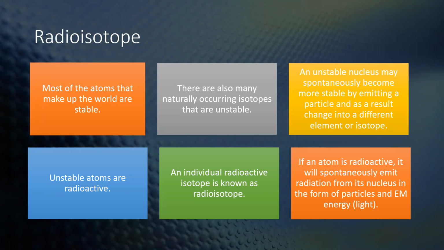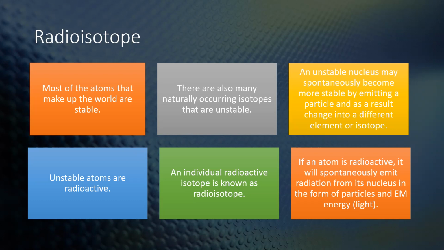Now we come to radioisotopes. Most of the atoms that make up the world are stable, all right? But there are many naturally occurring isotopes that are unstable. What do we mean by an unstable isotope? An unstable nucleus may spontaneously want to become more stable, and when it wants to become more stable, it will emit a particle and as a result change into a totally different element or isotope. All right? Unstable atoms are radioactive.